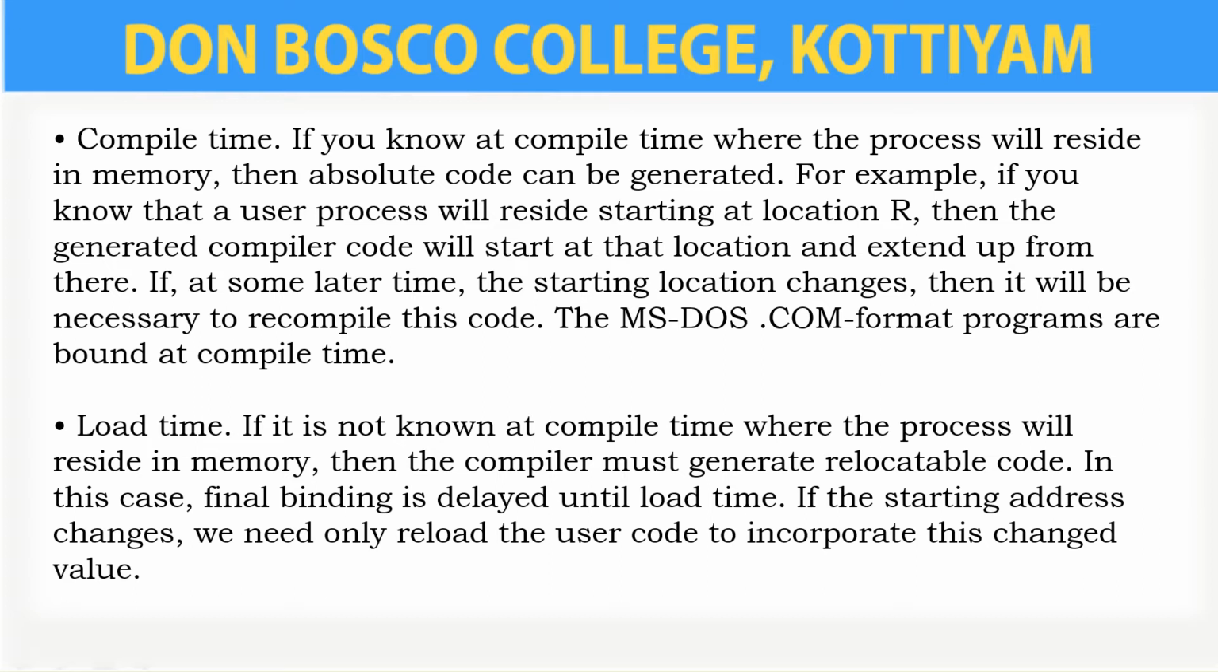And it can be done at compile time, load time, or at execution time. So first we can discuss binding of instructions and data to memory addresses at compile time. If it is known in advance where the process will be placed in memory, then absolute code can be generated at the time of compilation. If we know in advance that a user process may be stored starting from location R, then the generated code will start at that location and extend up from there.